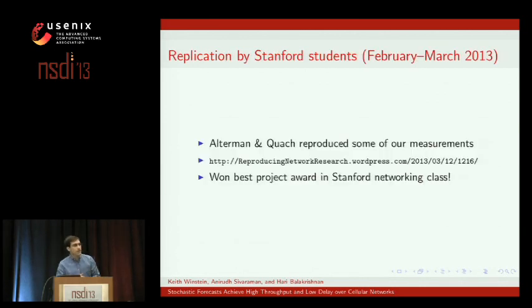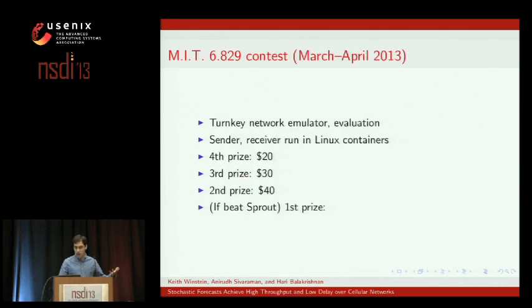In February and March of this year, the Stanford networking class has the Reproducing Network Research blog, which I think is great, and two students there actually reproduced some of our measurements, some of our results, and they were awarded the Best Project Award in the Stanford networking class for reproducing our results. I think that's good. I hope it doesn't mean that we were the most difficult to reproduce, but I think it's a good thing. But we thought if Stanford students are going to get an award just for reproducing our results, MIT students, we should give a prize for surpassing our results.